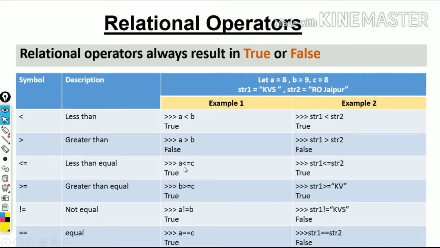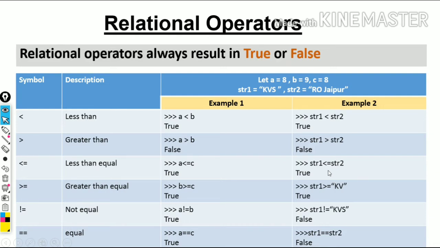Less than or equal to. Check in this example: a is less than or equal to c. Either a is less than c or a is equal to c. It considers both of the cases. Here in this case a is less than or equal to c. Yes, a contains 8 and c contains 8, so a is less than or equal to c. It is true.